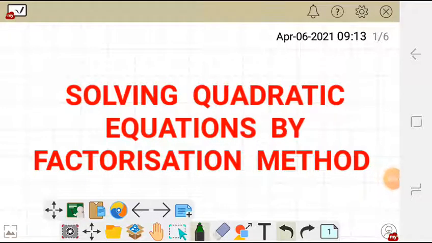Hello guys, in this video I'm going to show you how to solve quadratic equations by factorization method. Remember, we have several methods which you can use to solve quadratic equations, but in this video we're going to look at how you can factorize a quadratic equation using factorization method. But before we go into that, we have to know what a quadratic equation is.